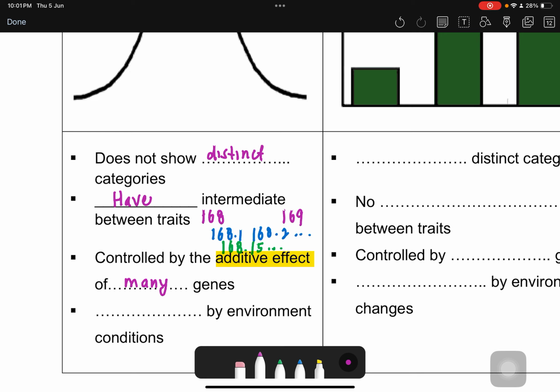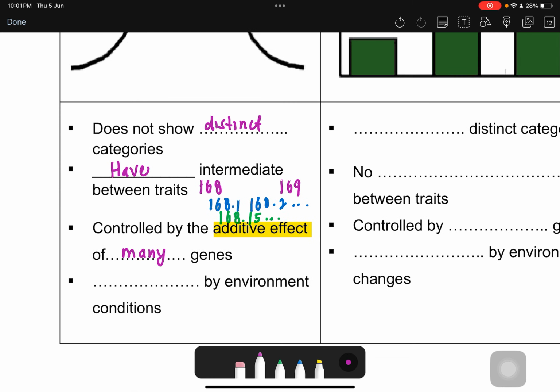So not exactly one gene in your chromosomes determines how tall or short you are. And sometimes it's also affected by environmental conditions as well. A person who is projected to be tall because his parents are tall, but did not receive the best nutrition since young, may not be able to hit his full potential of being very tall. So it could be affected by environmental conditions.